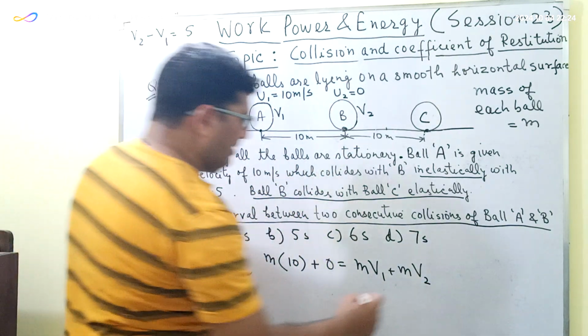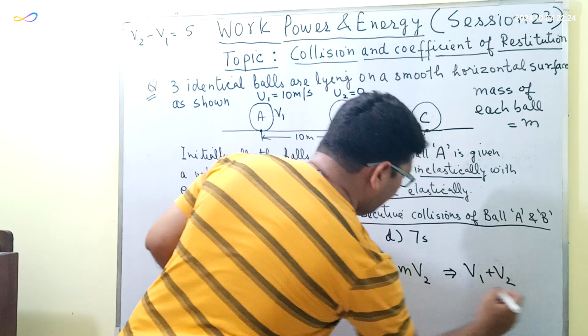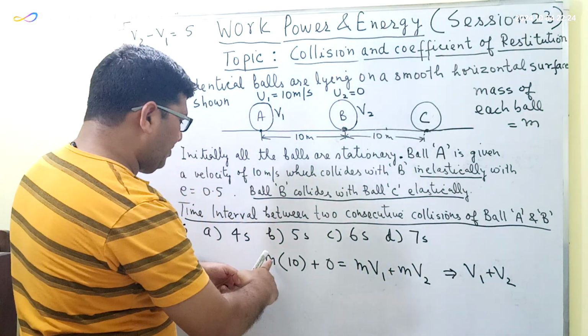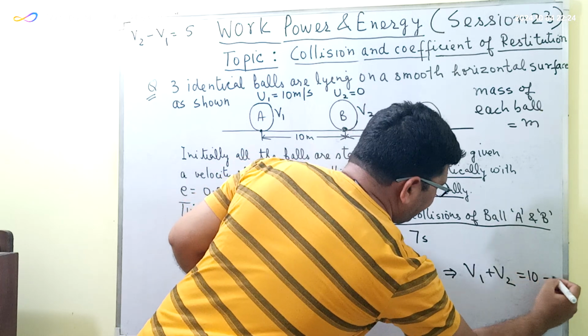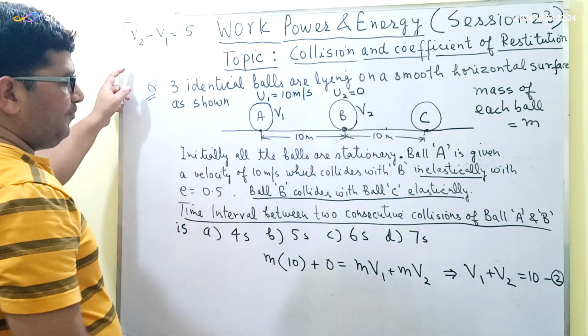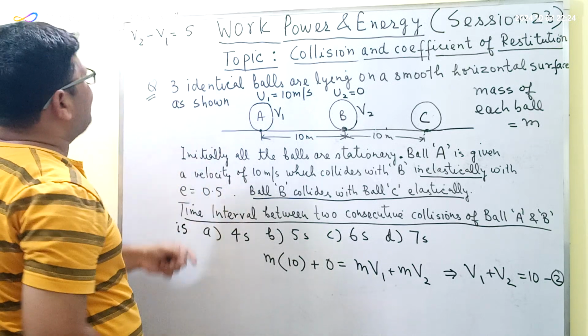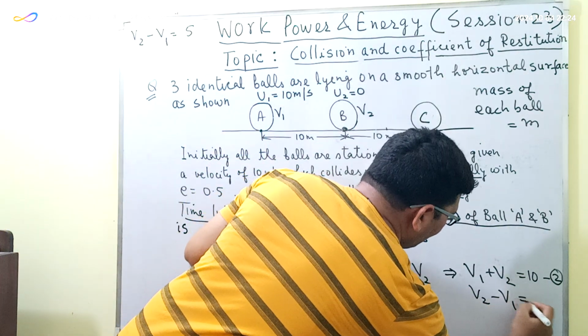From this equation, since m gets cancelled out, I get v1 plus v2 is equal to 10. This is the second equation which I have got. The first equation was v2 minus v1 is equal to 5.